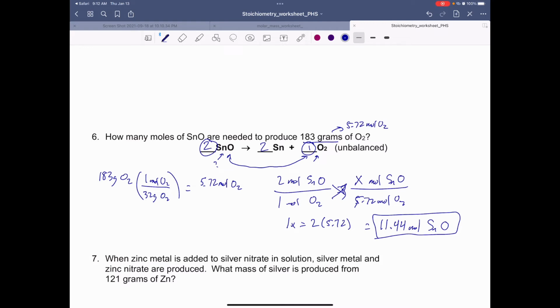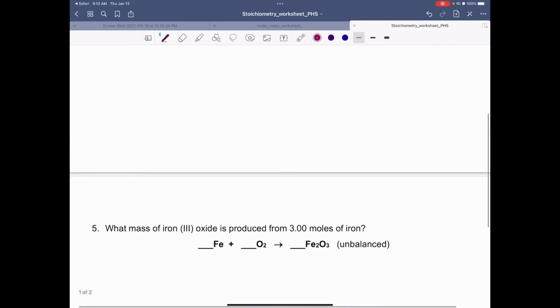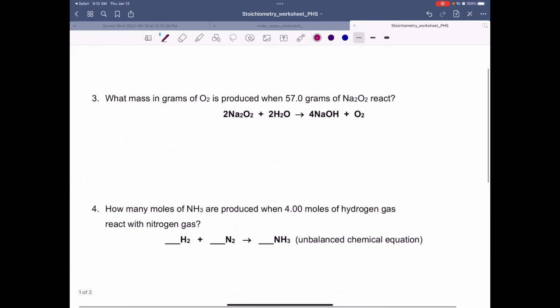Again, we got to think of it as a step-by-step process. We have to go grams of O2 to moles of O2, and then moles of O2 to moles of selenium oxide. Let's do another one here. Let's do number 3.